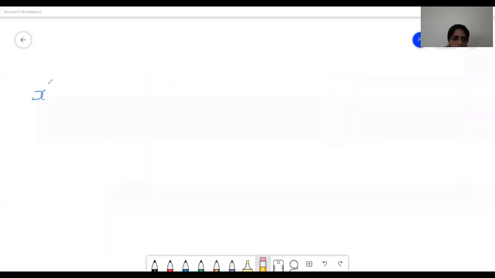See, 2x cube plus x square plus x plus 2. Okay, students, again this is a cubic example, right? So here the coefficient of x cube is what? 2, right? Coefficient of x square is what? 1. Coefficient of x is what? 1. And the constant term is what? 2. See, all are positive.